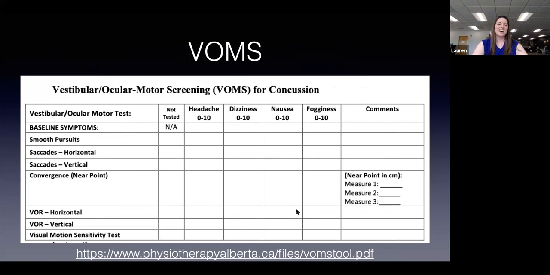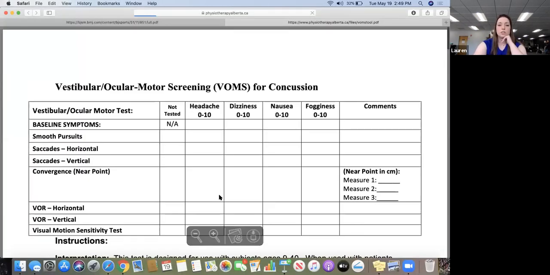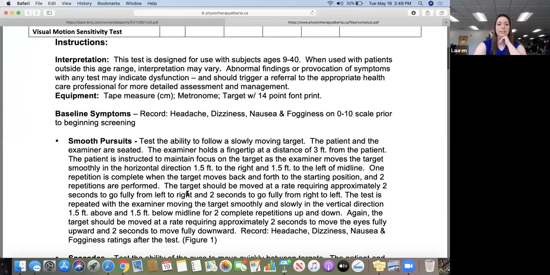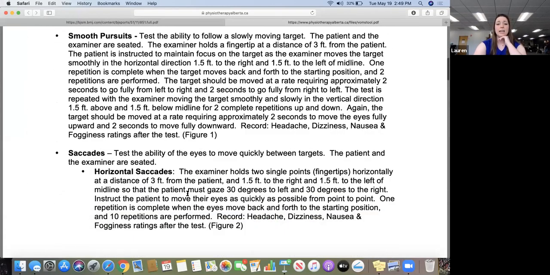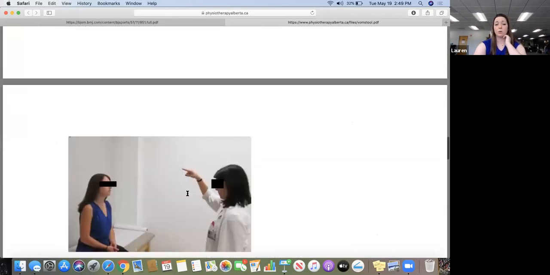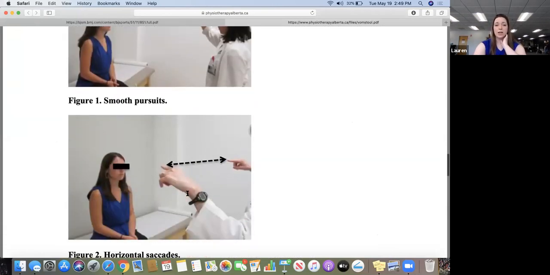Okay. So the VOMS, this is one that I do use for everyone who has a concussion. I'll make sure I do the VOMS, if not on eval, one of the very first sessions, and reassess as we go throughout. So this is super handy because it not only tells you exactly how to do each of the components of the testing, but it even gives you the pictures.